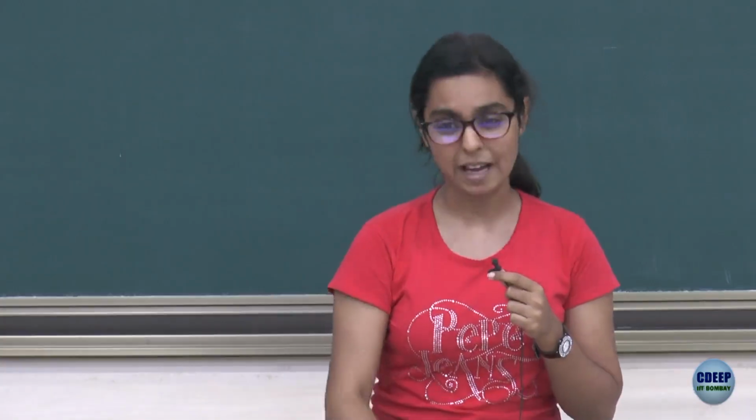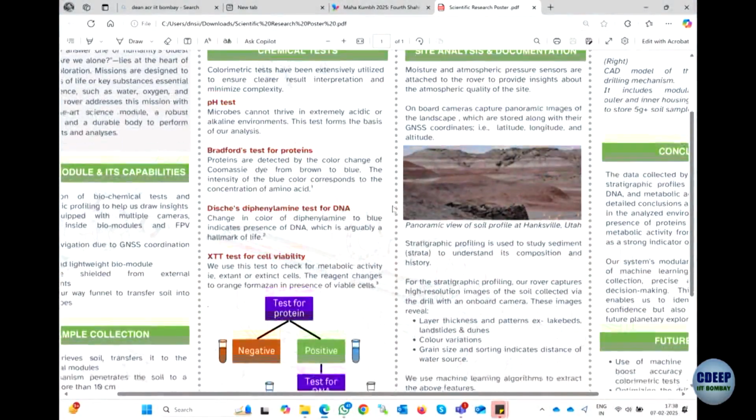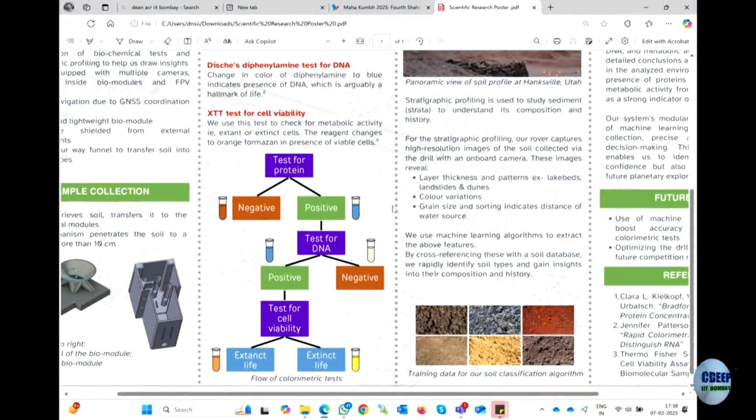We can also capture panoramic images on the rover. One of the main things that we can get is color variations, grain size and sorting, since that can tell you about the presence or absence of running water, and also the layer thickness.